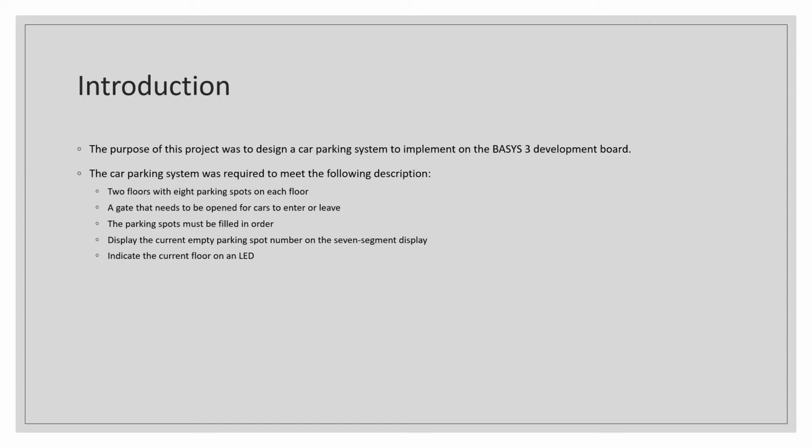The display, the 7-segment display, should show the current parking spot number that's empty, and the LED 0, in my case, is going to indicate the floor, whether it's the first floor with the LED off or the second floor with the LED on.